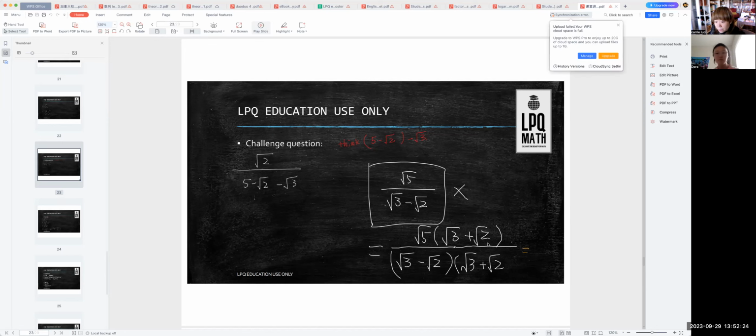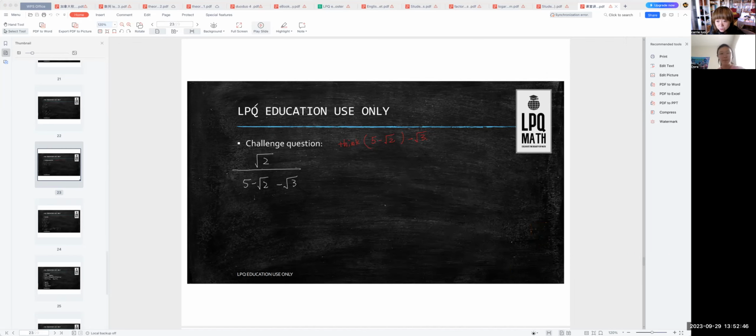Understand this part? Okay, so now we have square root 3 minus square root 2 times square root 3 plus square root 2 equals 3 minus 2. So the top is square root 15 plus square root 10. So the answer is square root 15 plus square root 10. Understand? Okay. Okay, so I give you some questions to practice, okay?